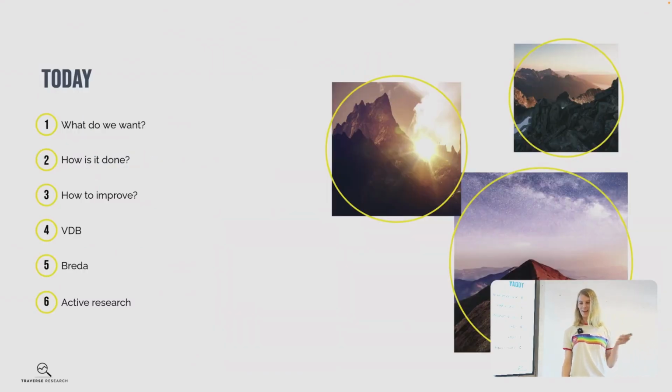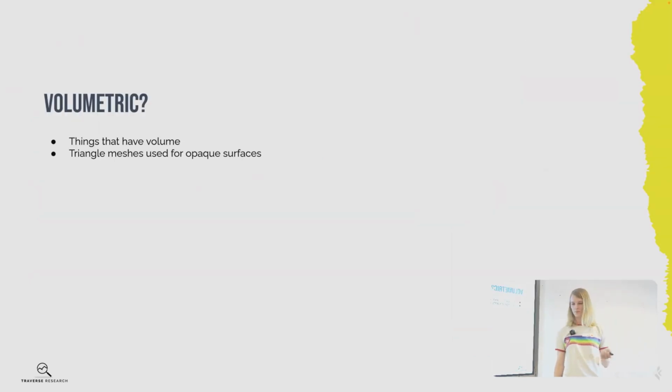So today, what are we going to do? First, we're going to have a look at what we want to get done, how it's currently being done in games, and how we can improve whatever is currently being done in games. I'm going to talk about the VDB data structure. I'm going to show pictures from Breda, our in-house renderer, and I'm going to talk about some active research that I'm working on for my thesis.